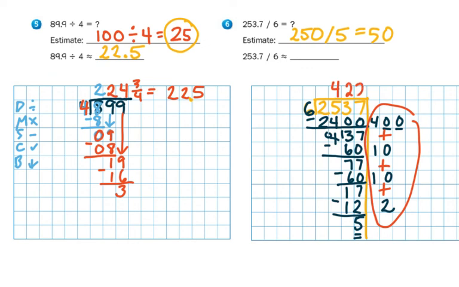422 and 5/6. The remainder goes on the top. The divisor goes on the bottom. So 422 and 5/6 is closer to 423. So where would I put my decimal point so that my answer is closest to 50? I would put it between the 2 and the 3 to get 42 and 3/10.